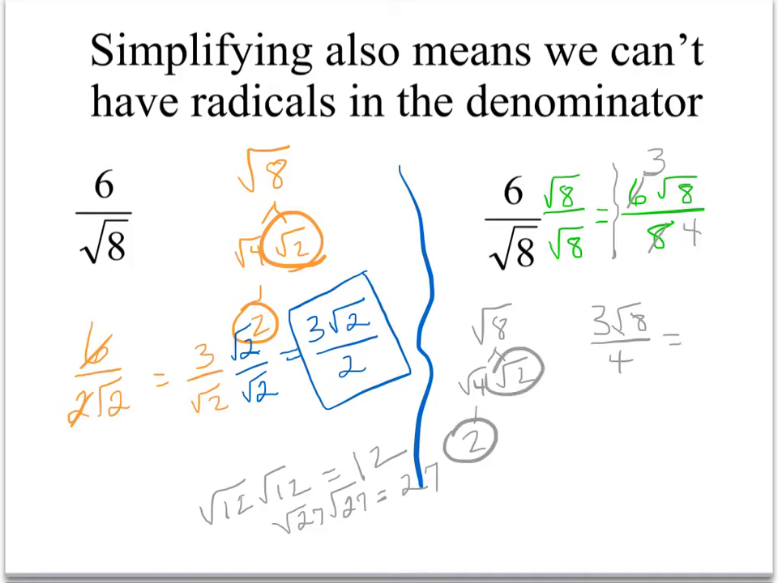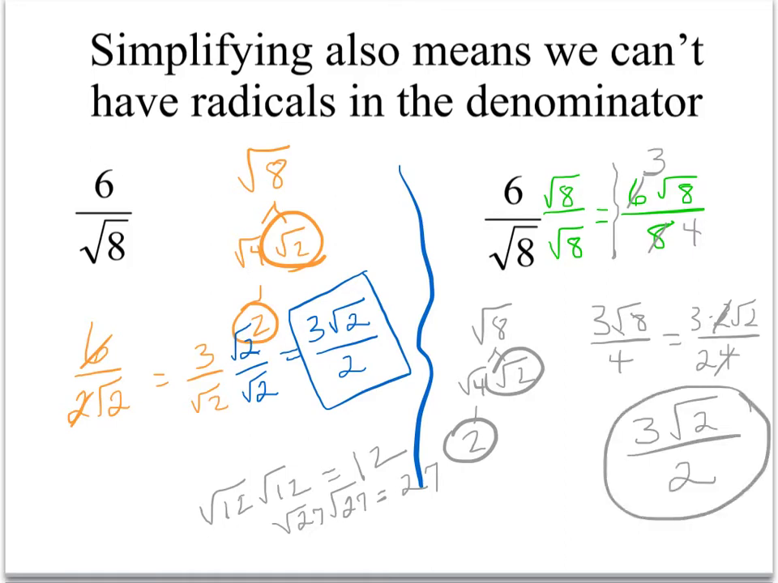So now I actually have 3 times 2 root 2 over 4. 2 over 4 reduces to 1/2, and I end up with the exact same answer I got on the left side, 3 root 2 over 2. Both options will always work. Whatever you are most comfortable doing is what you should go with. I personally probably would go with the method on the left, but it's your call.